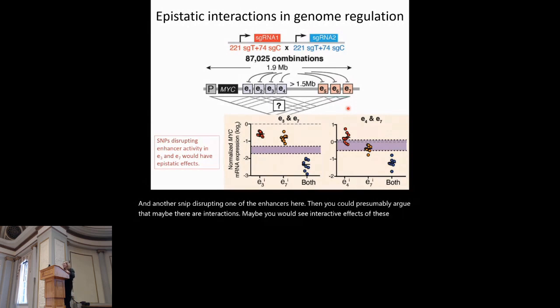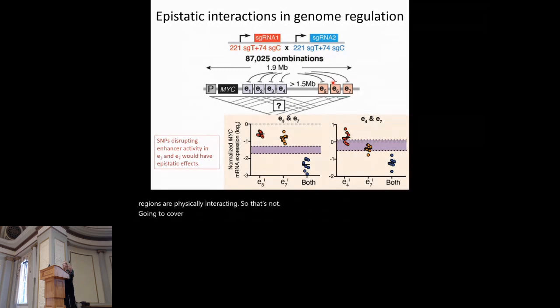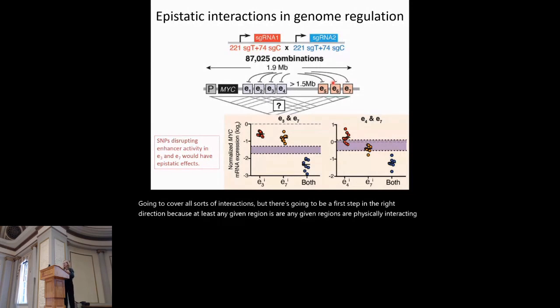So after this paper, we were motivated to see, okay, maybe there is a way to reduce the whole space of SNPs to look for interactions by first looking for whether given regions are physically interacting. That's not going to cover all sorts of interactions, but it's going to be a first step in the right direction, because if given regions are physically interacting, that could imply that they might have downstream interactive effects.